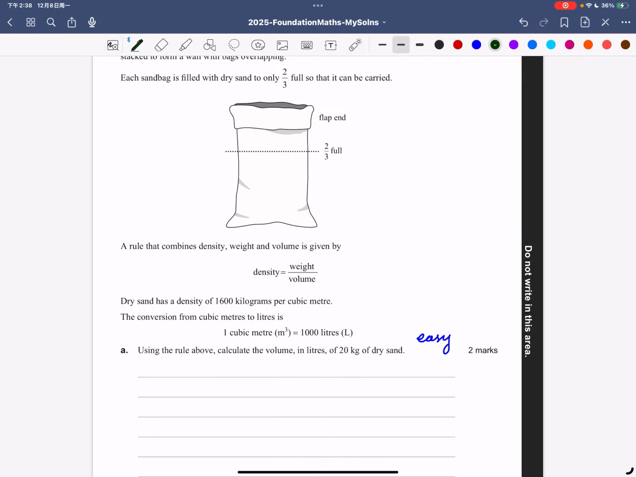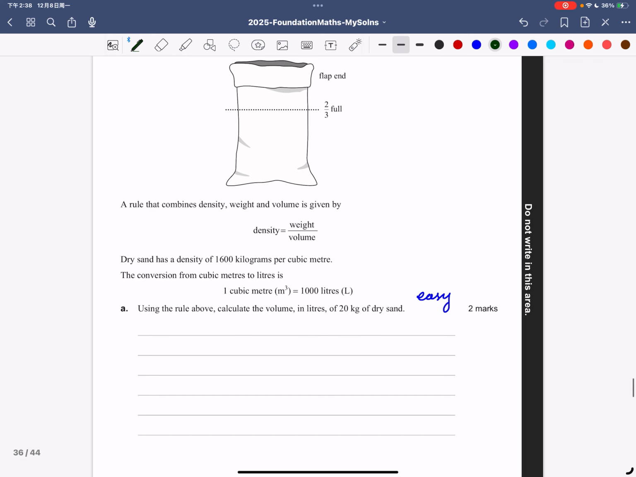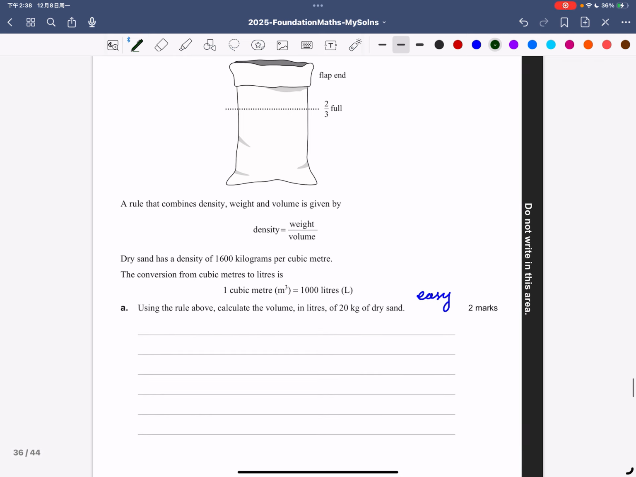Dry sand has a density of 1,600 kilograms per cubic meter. The conversion from cubic meters to liters is 1 cubic meter equals 1,000 liters. Use the rule above. Calculate the volume in liters of 20 kilograms of dry sand.